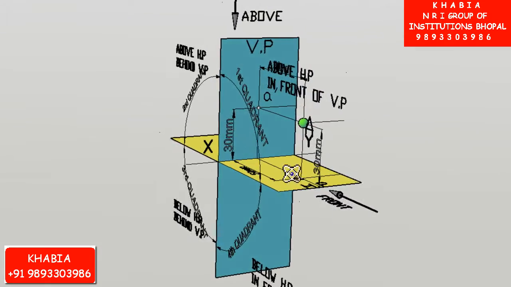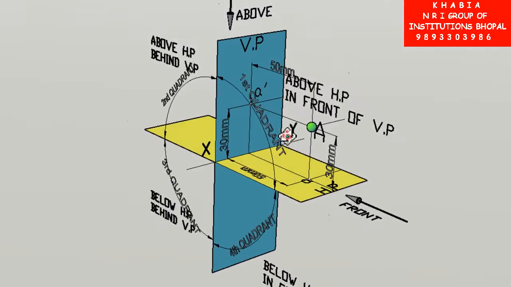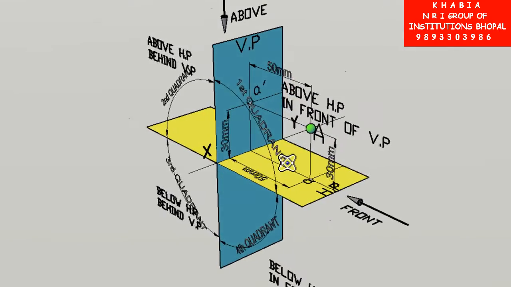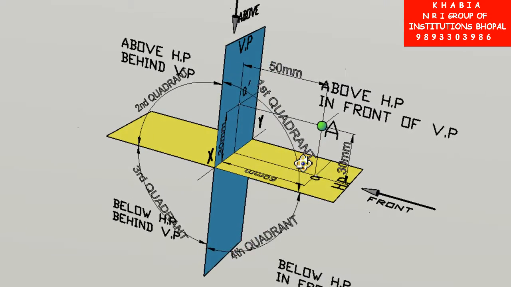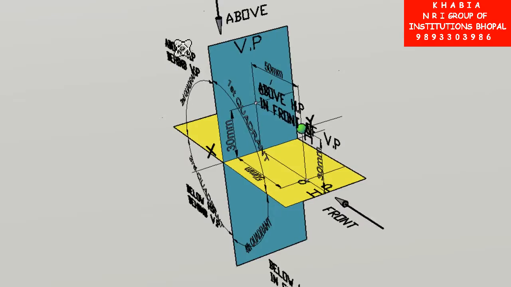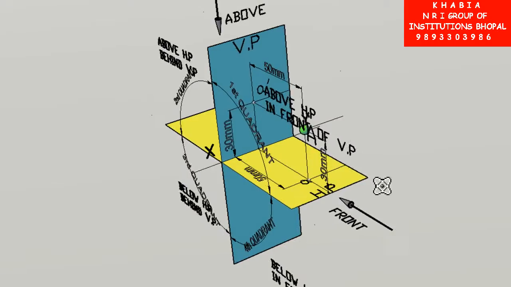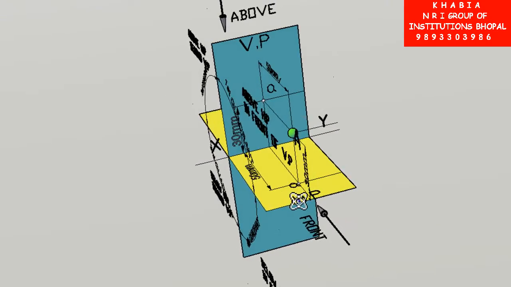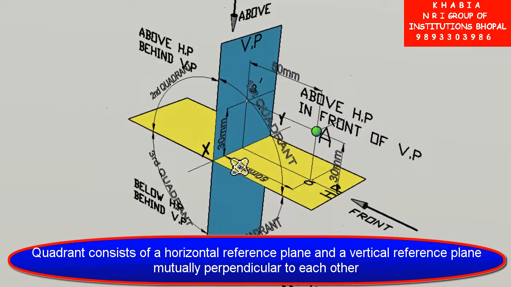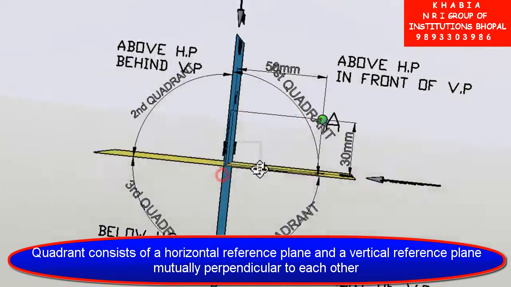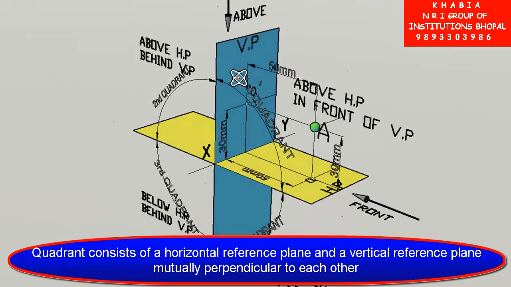In this 3D model, point A is kept exactly as mentioned in the question. Let us understand the 3D model from starting so that a little revision of basics is also done. This blue colored plane is called the vertical reference plane. This yellow colored plane is called the horizontal reference plane. Horizontal reference plane and vertical reference plane are mutually perpendicular to each other and both combined constitute quadrant.